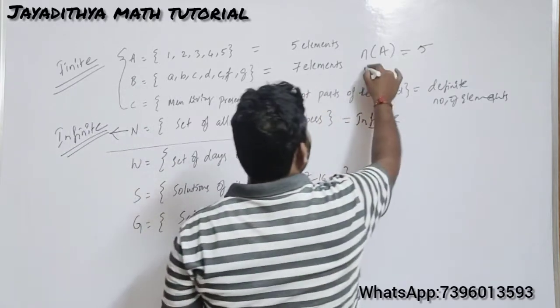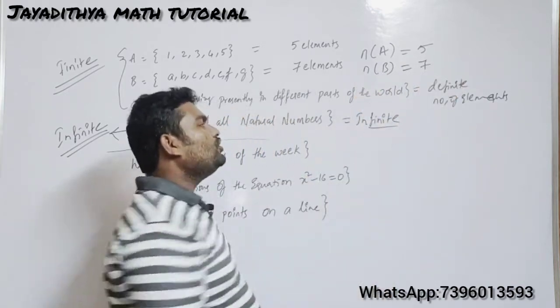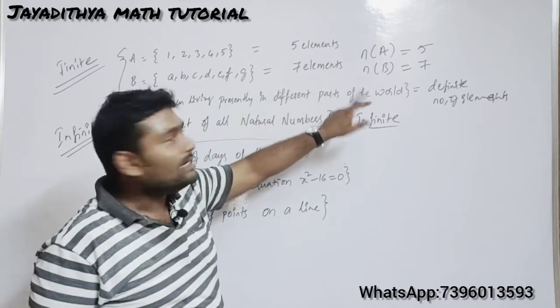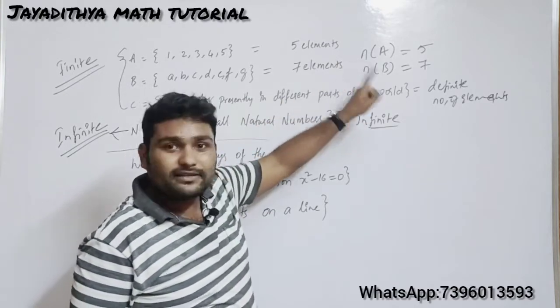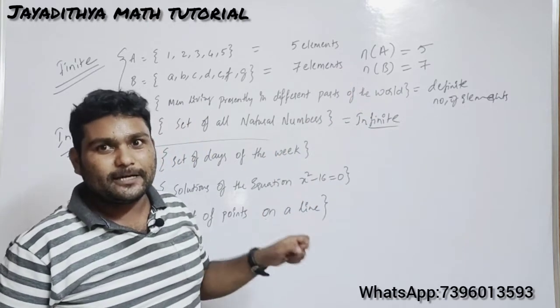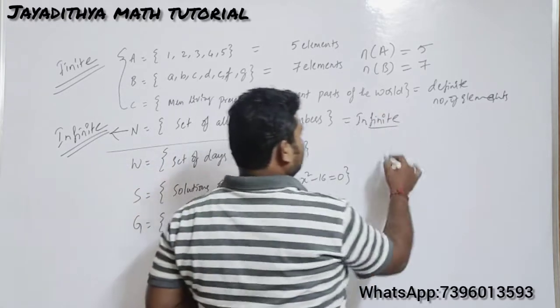Similarly, you can say this one also. What is the number of elements in set B? That is 7. For the other set you don't know the number, but we can say approximately 700 crores like that. The number of elements in a set is also known as the cardinal number of that set. So what do we call that number? Cardinal number of the set. So what is it?